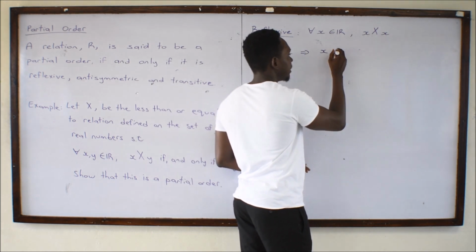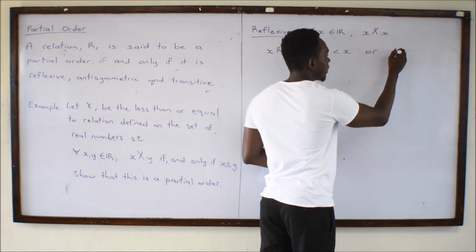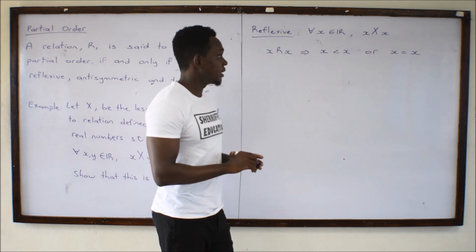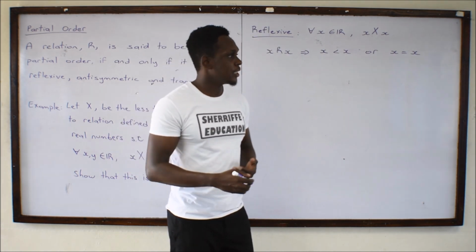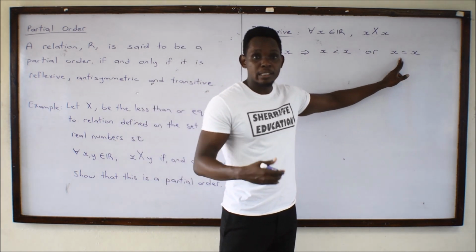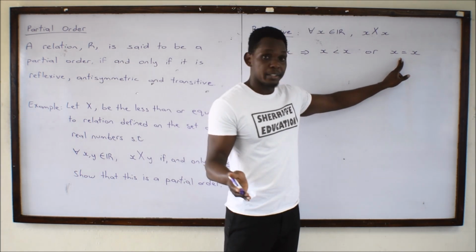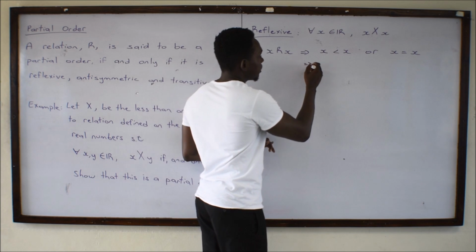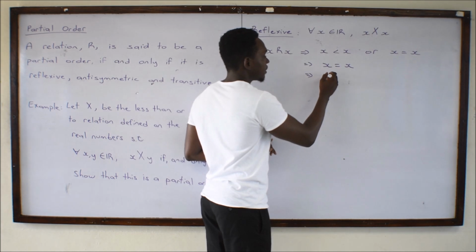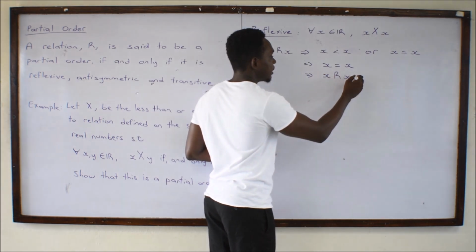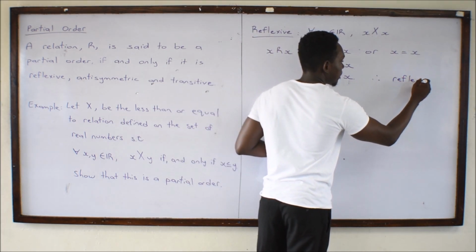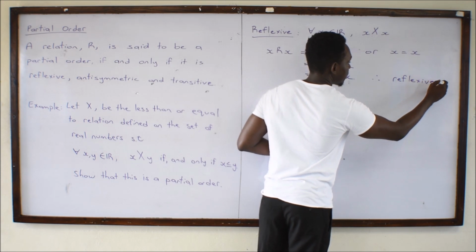So X is less than X or X is equal to X. Now, by the laws that govern real numbers, we know that a real number will always be equal to itself. Therefore, X will always be equal to X, and this tells us that X will always be related to itself. Therefore, our relation is reflexive.